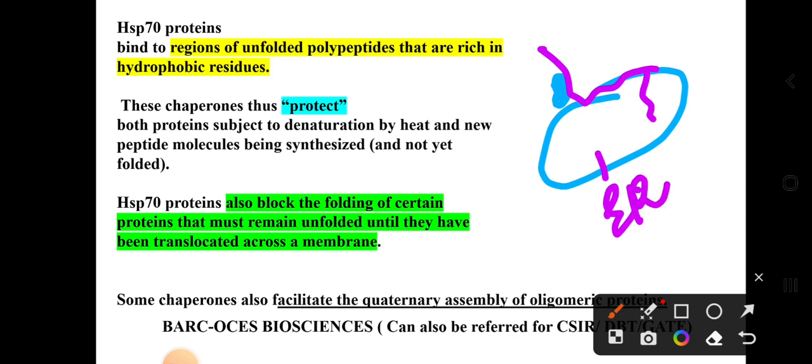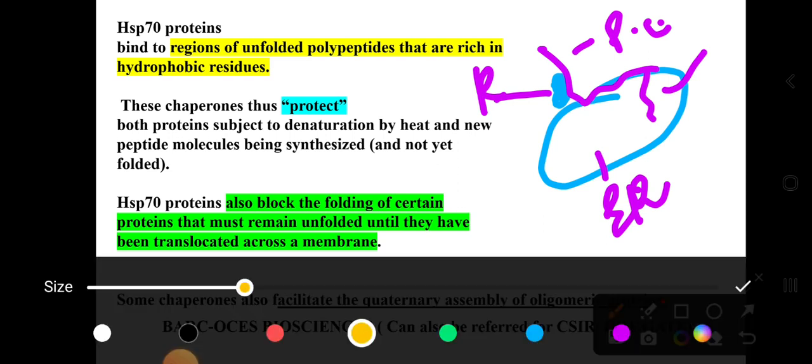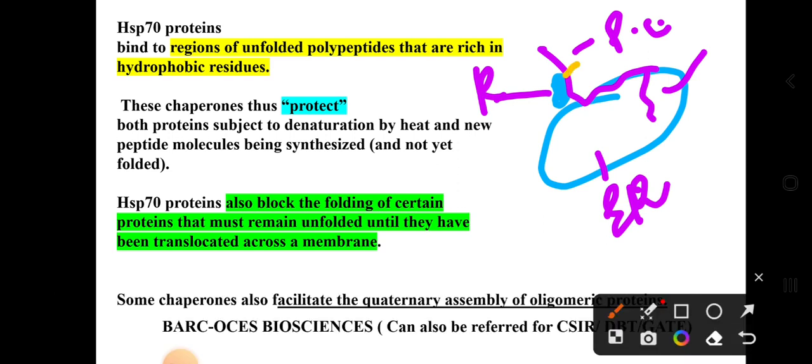Actually, the ER is double membrane, but here, just to simplify, I have shown one circle, one big oval structure. So this is your ER, these are your ribosomes, and this is your polypeptide chain. It is getting synthesized and at the same time translocated. You must have studied the HSPs or BiPs which are present here, and they bind these proteins in unfolded form until it has been translocated into the membrane.